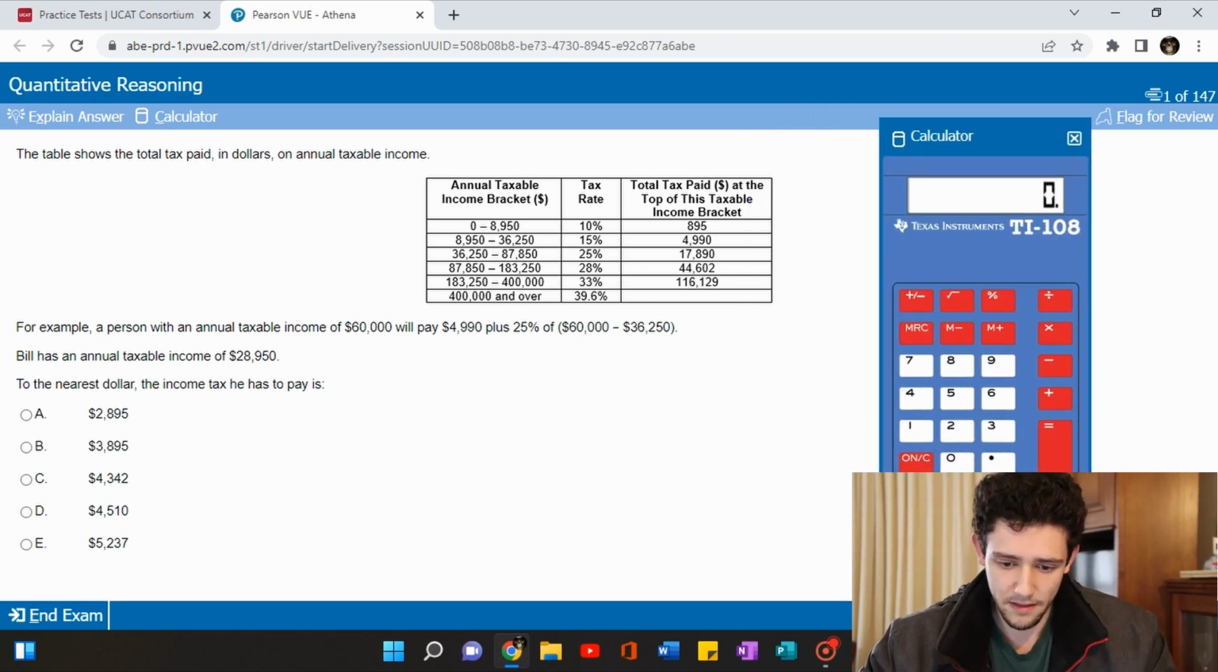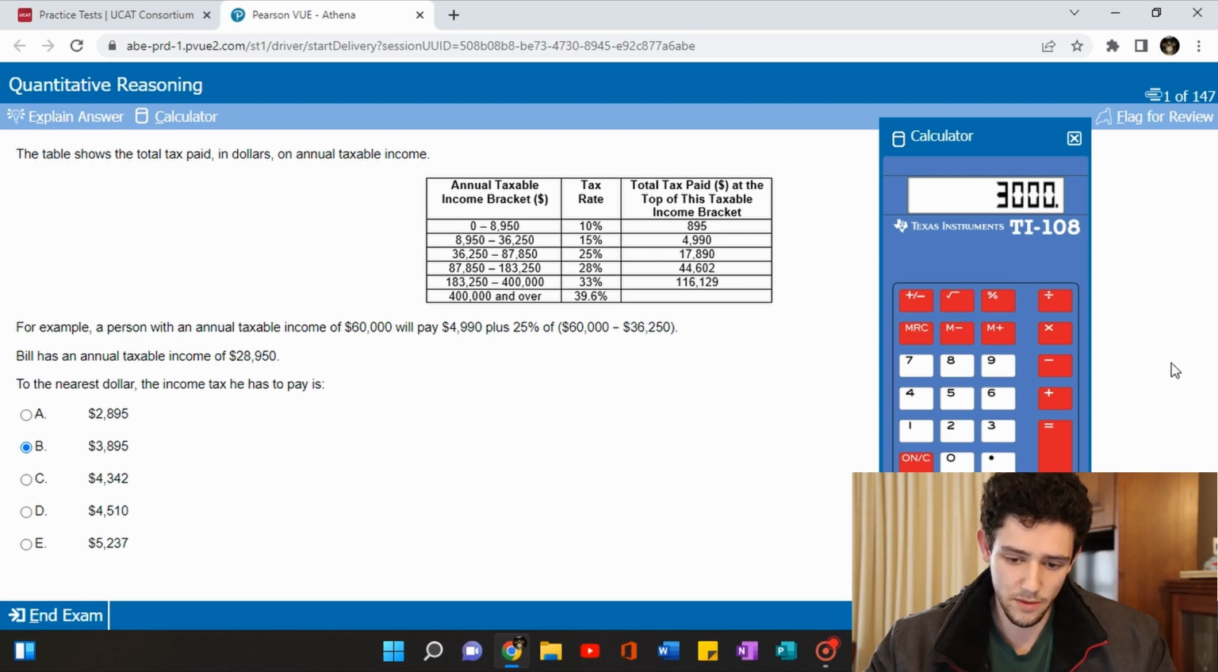So 15%, which is the same as saying 0.15, times 20,000. Okay, 3,000. But then you're paying the $895, so plus $895. So as you can see, 3,000 plus $895 is option B. That's how much tax he pays. So we'll go to the next question.